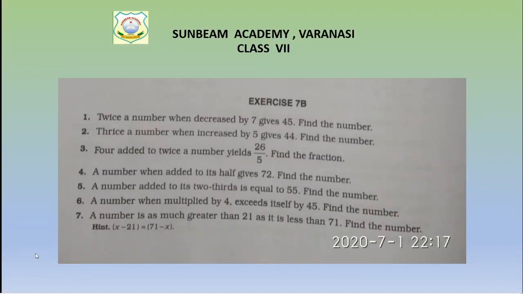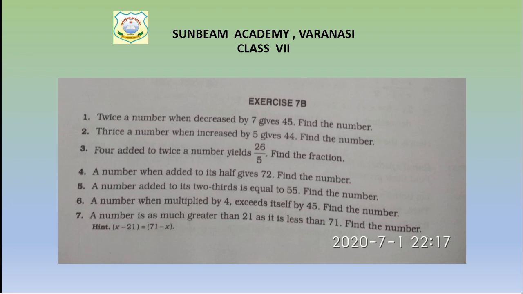Question number 3. 4 added to twice a number yields 26 by 5. Find the fraction. You are having a fractional number, children. But we will not take it as x by y, because we have to deal with only one variable.